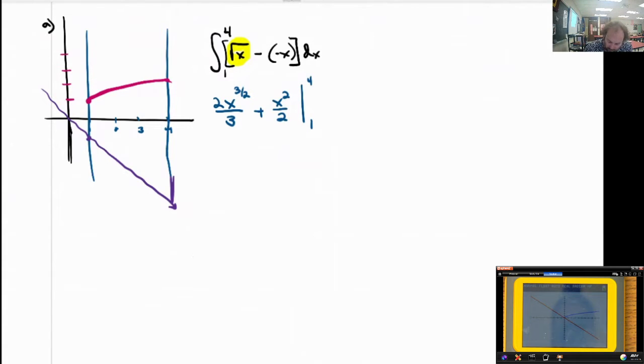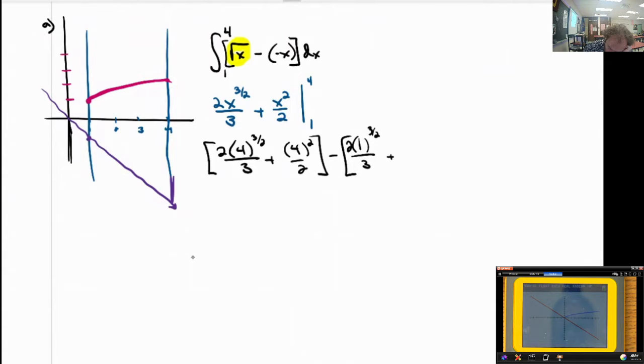It's not going to be super nice because we do actually have to plug a number in. Usually you get a 0 here or something. So we have 2 times 4 to the 3/2 power over 3 plus 4 squared over 2, minus 2 times 1 to the 3/2 power over 3 plus 1 squared over 2. We're just going to kind of shake this out as best we can. 4 to the 3/2 power is the first thing I'm just going to think about in my head. I know 4 to the 1/2 power is 2, and then 2 to the 3rd power is 8, and 2 times 8 is 16. So this is 16/3 plus 16/2, and that first chunk.